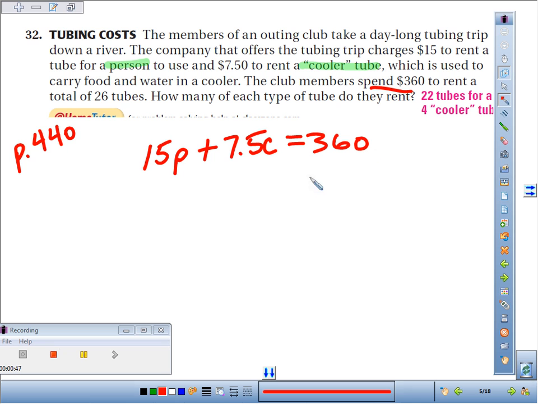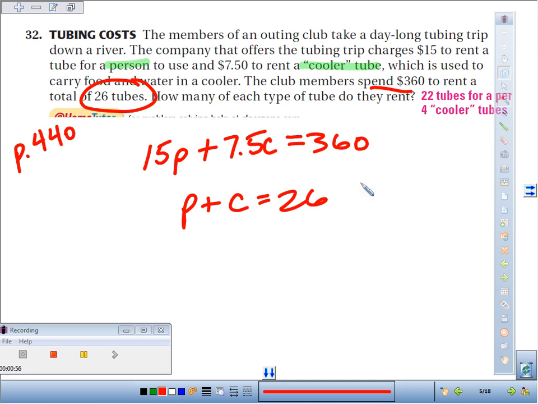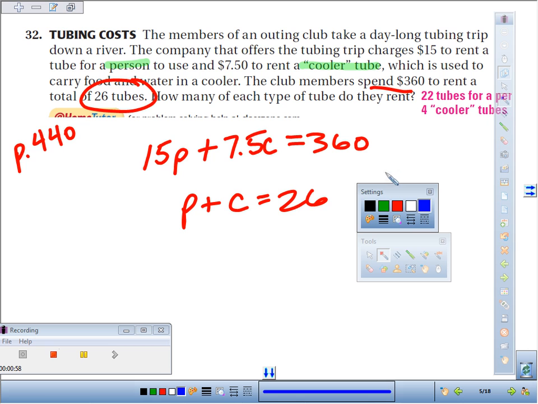So there's one equation. The second equation comes from the fact that we use 26 tubes total. So if I take my person tubes plus my cooler tubes, that's 26. If I'm going to solve this using substitution, I need to get a variable by itself. Top P, top C, bottom P, bottom C. Make your life easy. Try to find one that you only have to do one step. And I can do that right here.